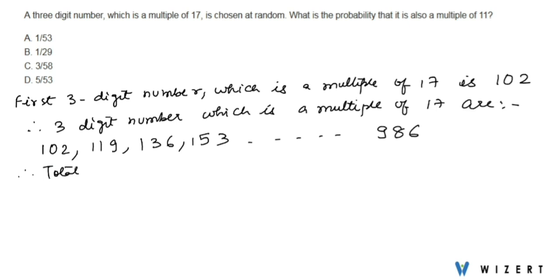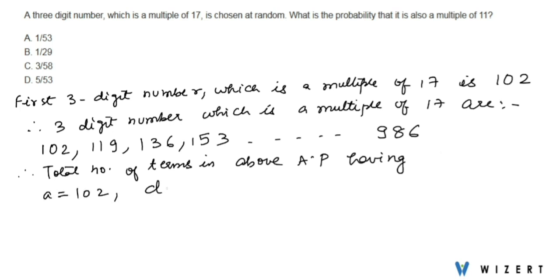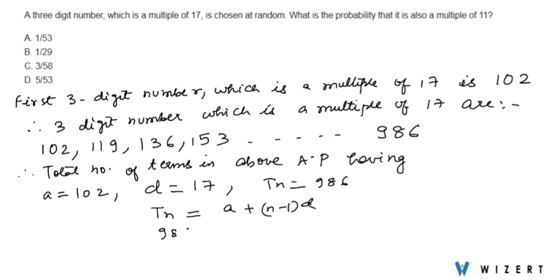Therefore, we can say that the total number of terms in the above arithmetic progression, having the first term as 102 and the common difference as 119 minus 102, that is 17, and the last term Tn as 986, we can find by using the general term of the arithmetic progression, that is Tn is equal to a plus n minus 1 multiplied by d. So let's substitute the values and obtain the value of n.